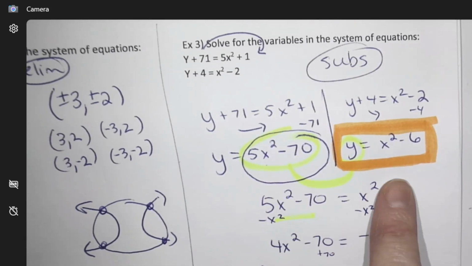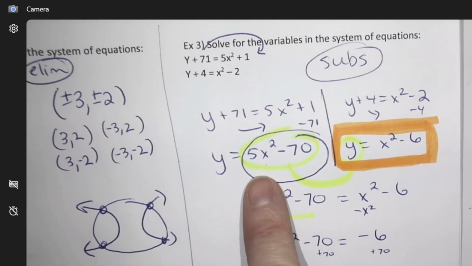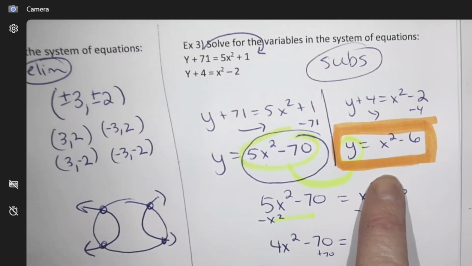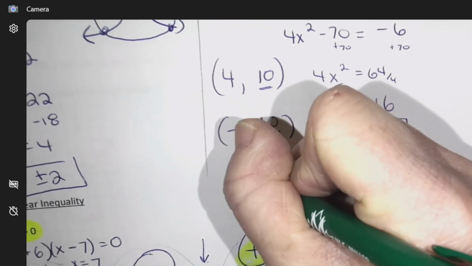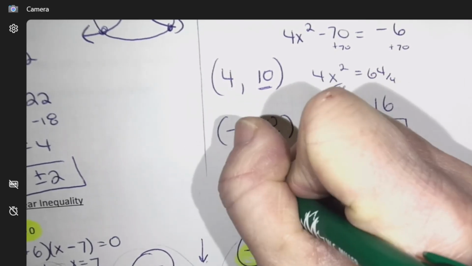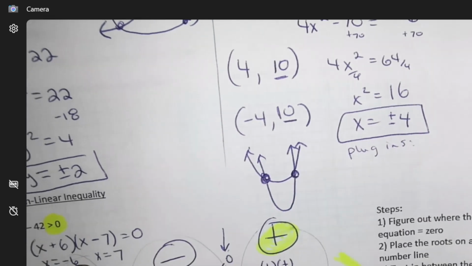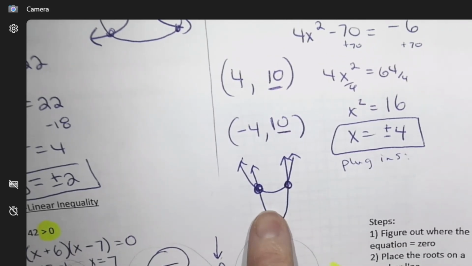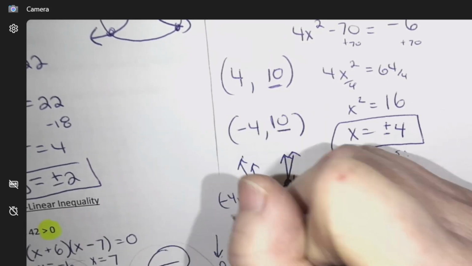Okay, if I was to graph these 2 and see their intersection, what kind of shape is this one? Parabola. What kind of shape is this one? Parabola. They're both parabolas. So this is your visual of what happened. There were 2 parabolas and they intersected at (4, 10) and (negative 4, 10). They intersected, okay?